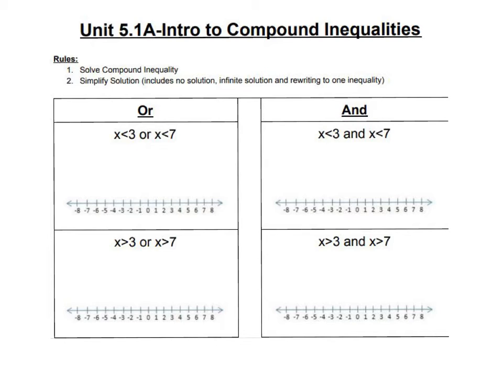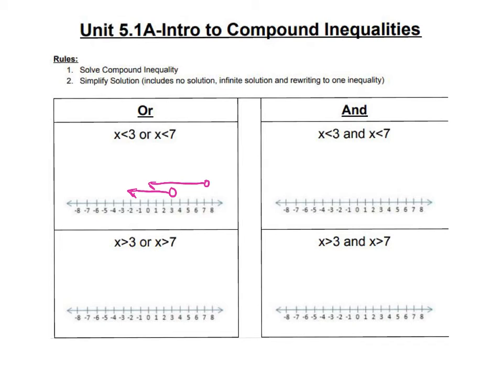So when we start graphing these, it starts the same way. And we say when x is less than 3, that's going to go that direction. We're also going to have, say, or x is less than 7. So that is going to go that direction.